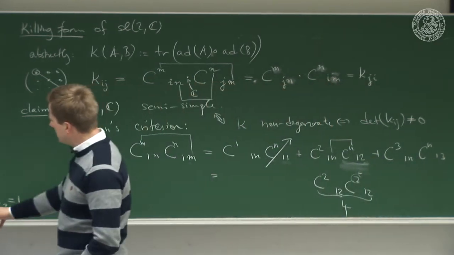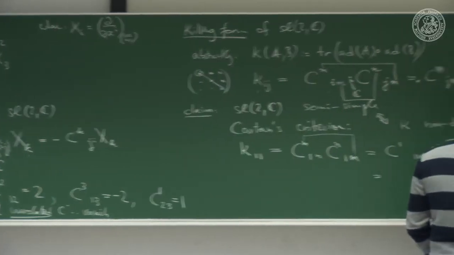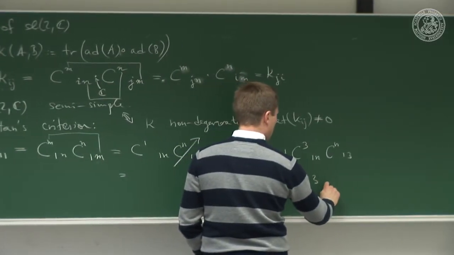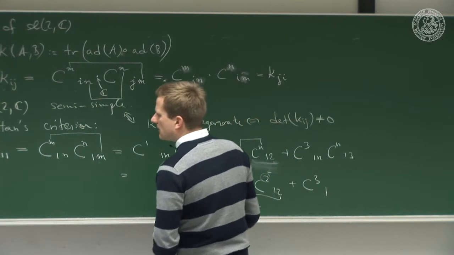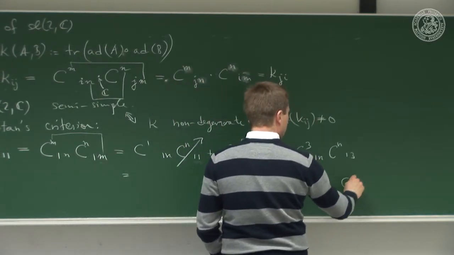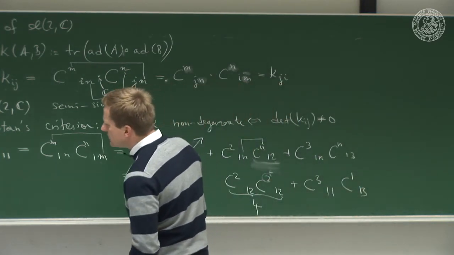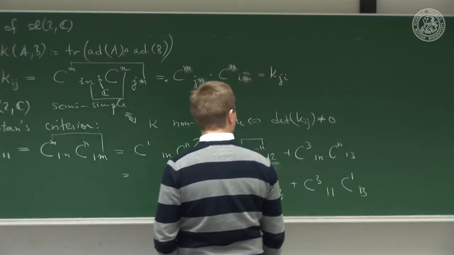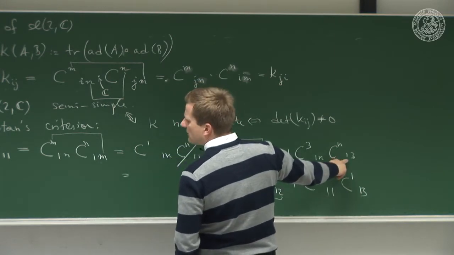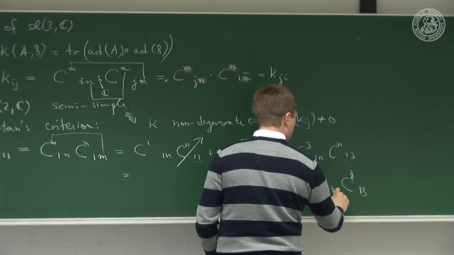Similarly here, Cn 1 3, the only one that survives is C3 1 3. So this is plus C3 1 3, because here you have C1 1 3. No, is that right? C1 1 3. No, there's a 3. I'm sorry. So there you have a 1 3 there. That's this one. So you have to have the 3 up here and the 3 here.